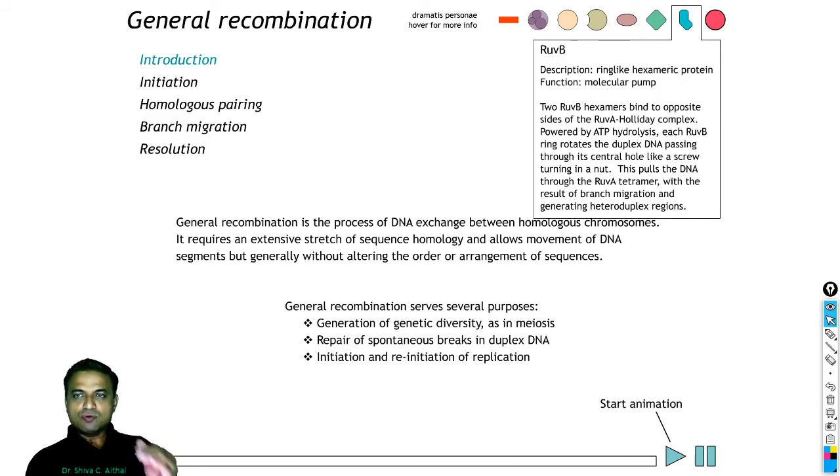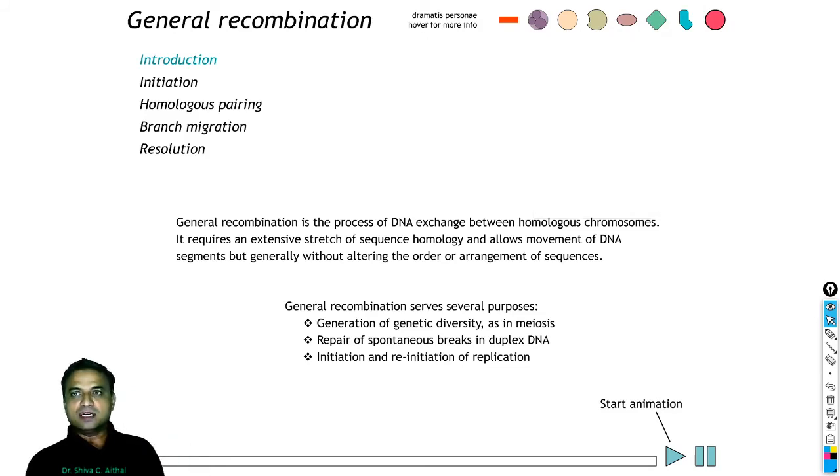And each Rhubarb ring rotates the duplex DNA, passing through the central hole like a screw turning the nut. And what this does, this pulls the DNA through the Rhubarb tetramer, and with the result of branch migration, the regions will become heteroduplexes. A heteroduplex region will be generated, and then there will be a horizontal cut or a vertical cut generating two types of recombinant DNA molecules.